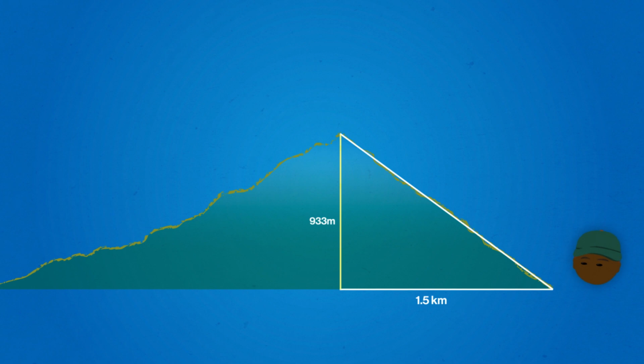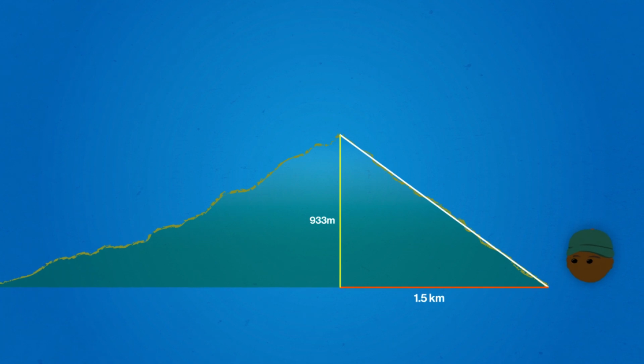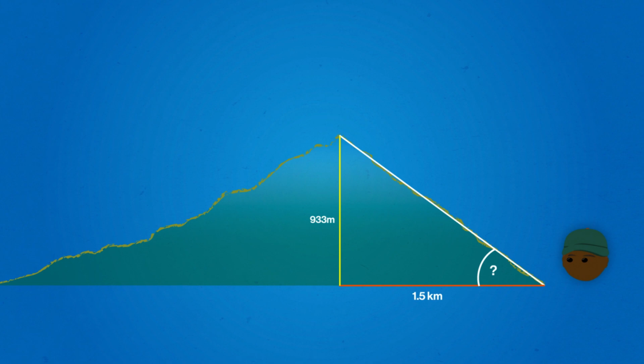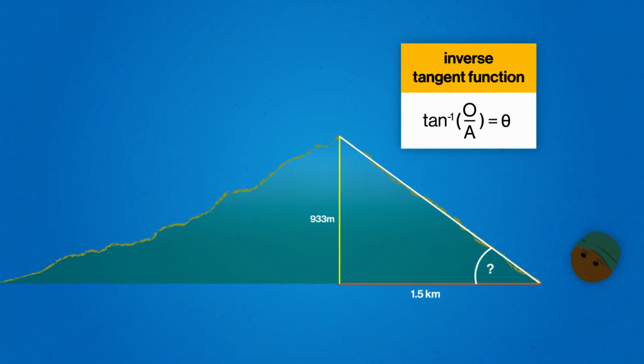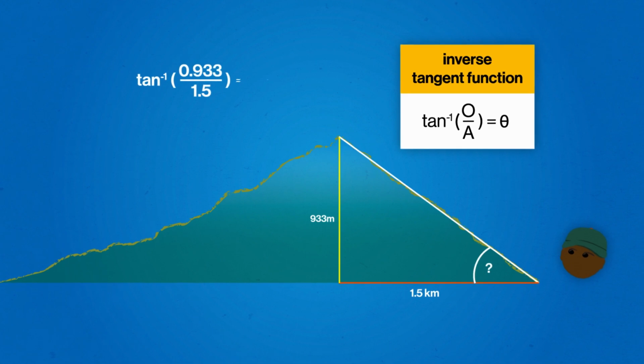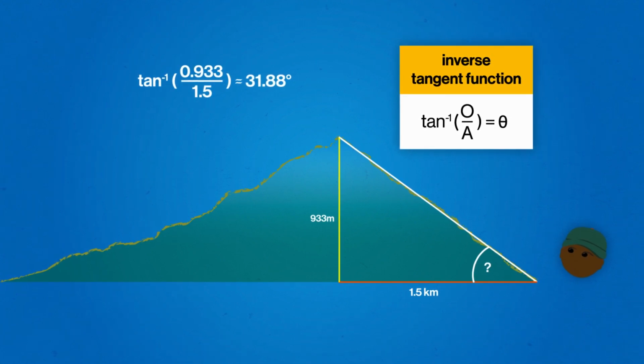Much like Anne, Abwaji identifies the two sides of the right triangle relevant to his problem, the opposite and the adjacent side, so he knows the tangent function will be involved. Only what he's actually after is the angle. So all he has to do is arrange the tangent function to take the inverse tangent of the opposite over the adjacent. Plugging in the numbers, it comes out to about 31.9 degrees.